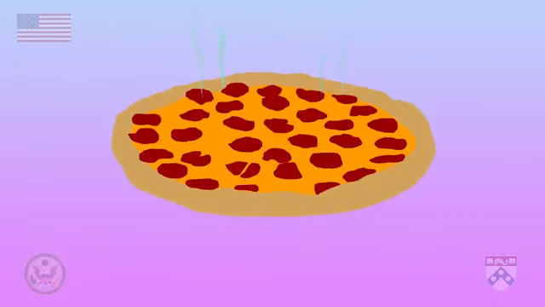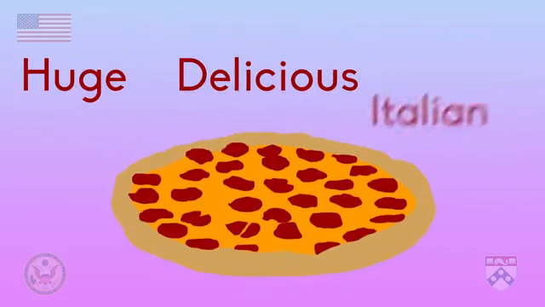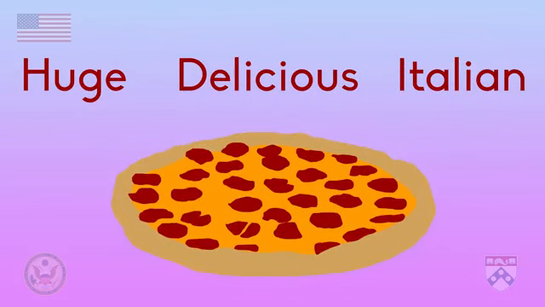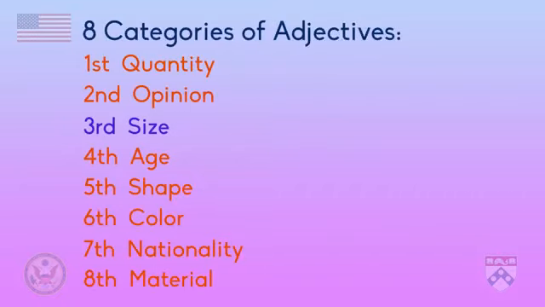You might describe the pizzas as huge and delicious and Italian. Would you say you sell huge, delicious Italian pizzas? Delicious Italian huge pizzas? Delicious huge Italian pizzas? Let's look back at our chart. First, think about your categories. Huge is a size adjective. Delicious is an opinion adjective, and Italian is a nationality adjective.